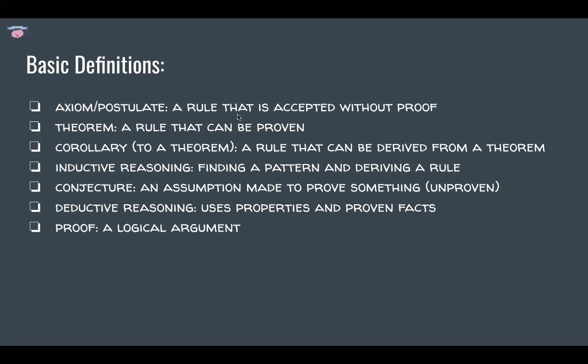A proof is a logical argument to prove something true or to show that something is true. A locus is a set of points that satisfy a condition. In fact, the definition of a circle is the locus of points that are the same distance away from a center. For example, this is the center and this is the circle.